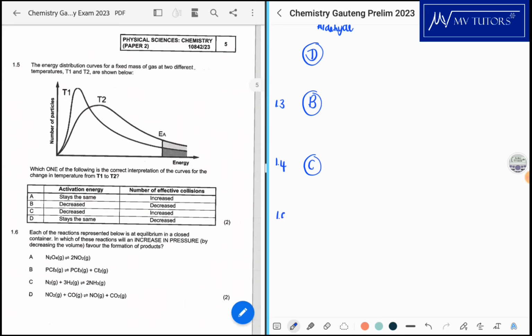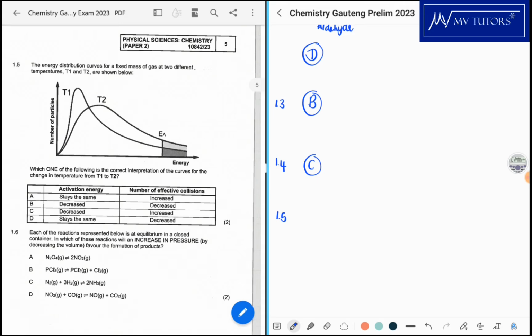Okay, then we get to 1.5. The energy distribution curves for a fixed mass of gas at two different temperatures, T1 and T2, are shown below. T1, that's where you have a lower temperature. And how do I know? It's because if you look at the activation energy just afterwards, the area below the activation energy is very low. So it means only a few molecules are being formed, or the reaction is ongoing. So only a few particles participate in the reaction.